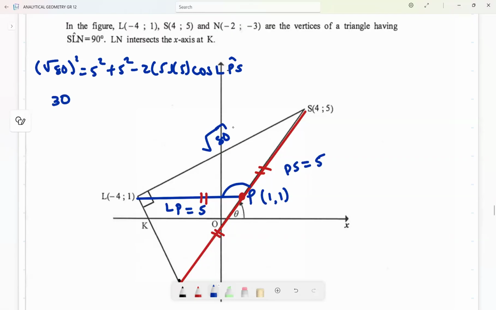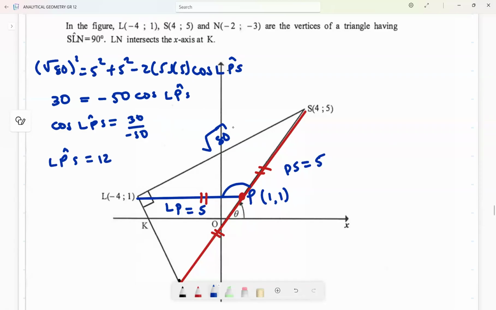When I have 30 here, it is equal to negative 50 cosine of angle LPS. Cosine of angle PS is going to be 30 divided by negative 50, which is basically 3 divided by 5. And then angle LPS, when you take the inverse cos of negative 30 divided by 50, you get an answer something like 126.87 degrees. Cool.